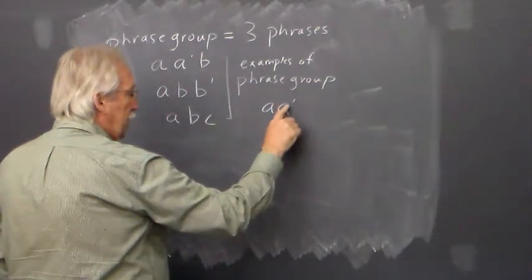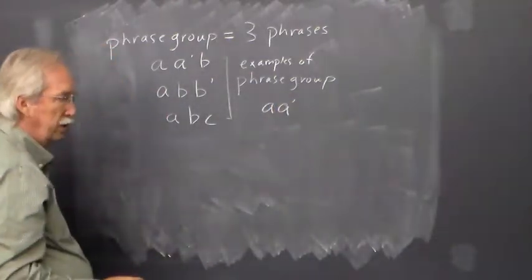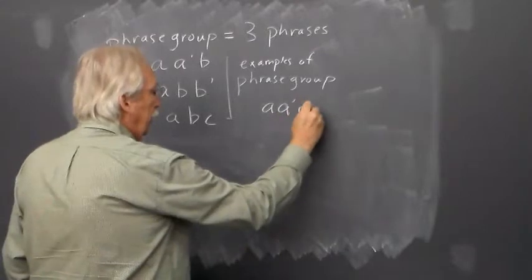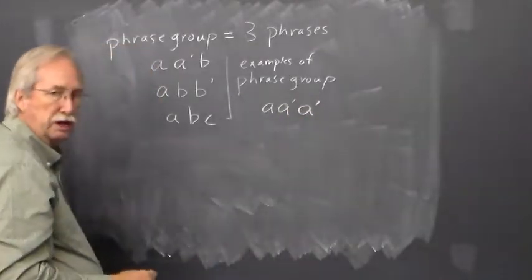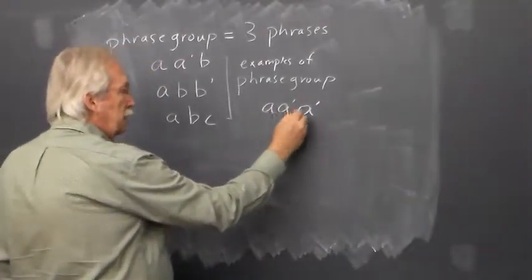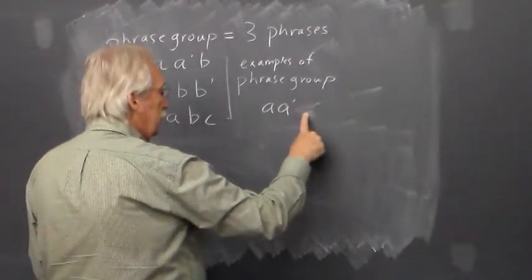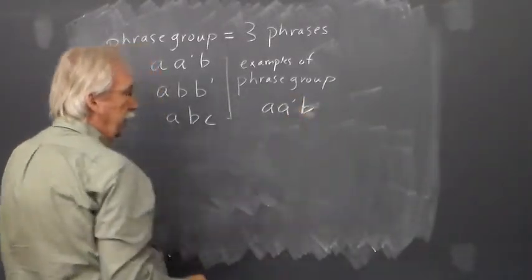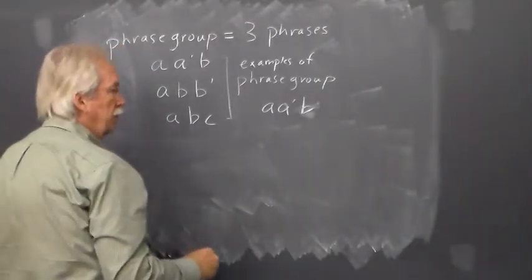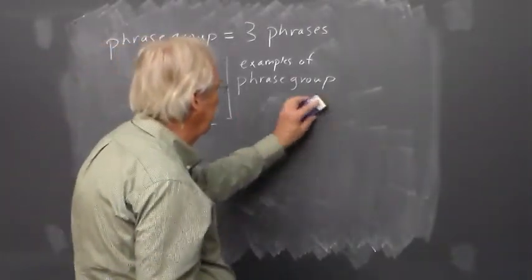If I wrote that, you would say that's a parallel period. If I wrote that, you'd say that's a parallel period with a repeated consequent phrase. If I wrote this out, that would be an example of a phrase group, and so forth. Okay, we'll work on this some more in a minute.